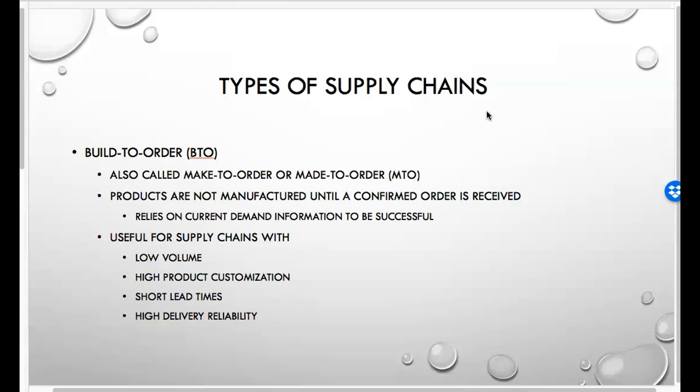So a pull system is really dependent on everybody having current demand information, and you must also have a short lead time, a short time between the manufacturer and the retailer. So it is useful for supply chains with low volume.